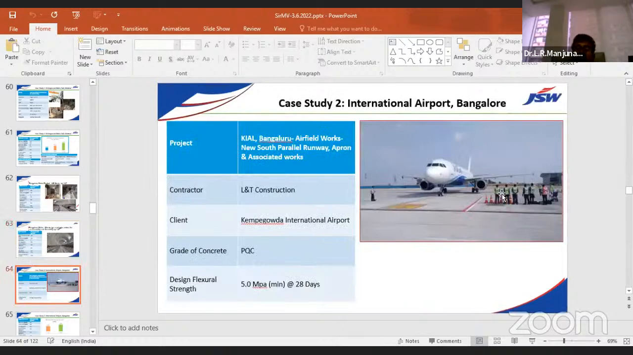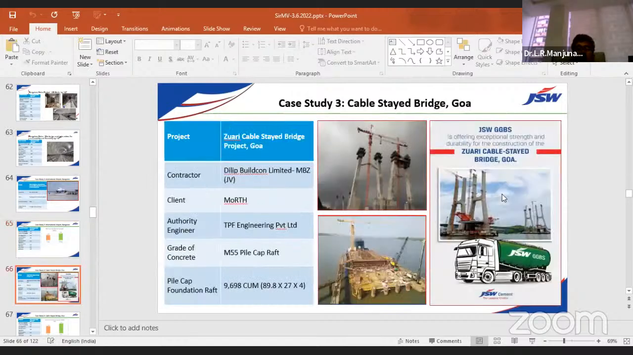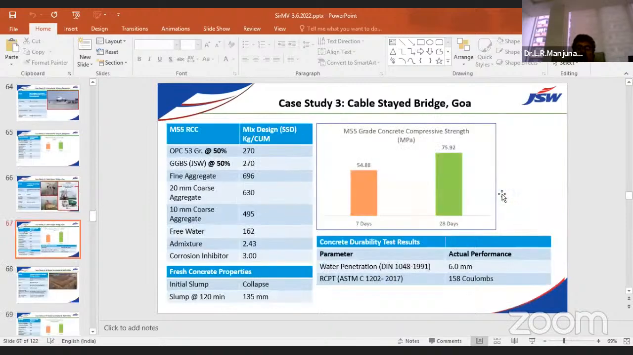Bangalore International Airport Terminal 2 building, they have utilized GGBS in huge quantity. This is the combination at Bangalore International Airport, 228 kg OPC, GGBS 148 kg. Similarly, Cable Stayed Bridge in Goa project, one of the iconic structures which has come up in Goa.